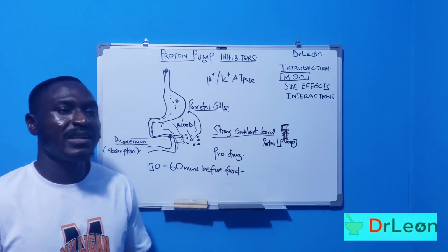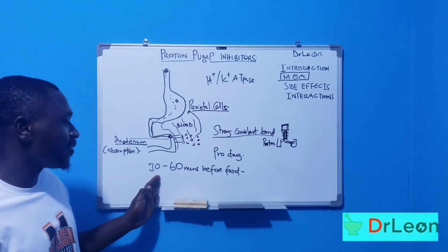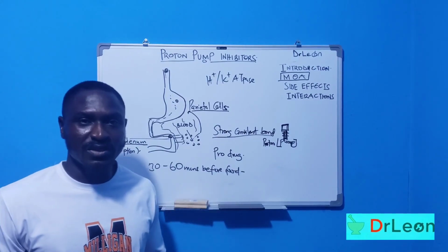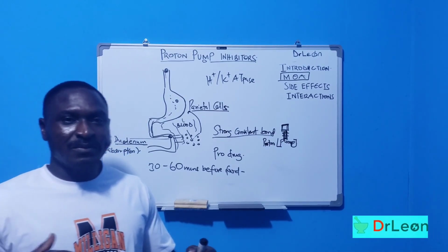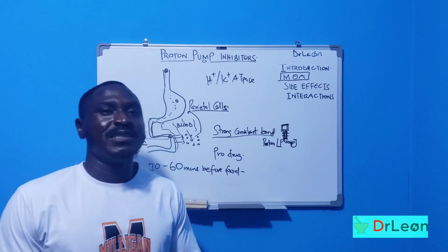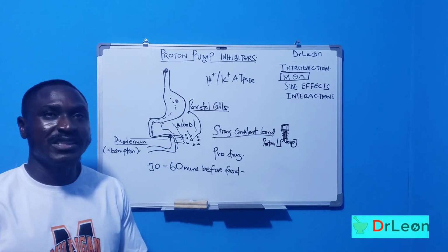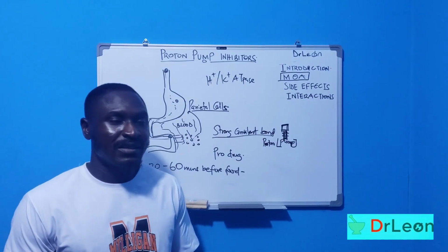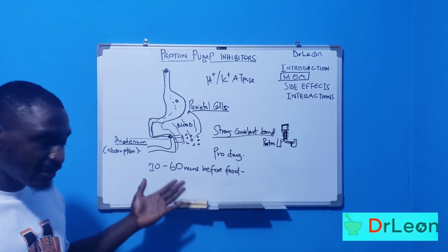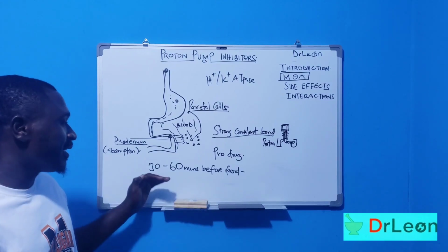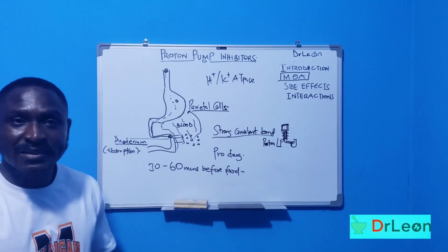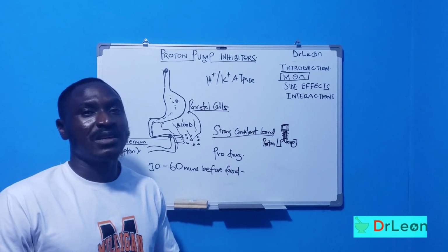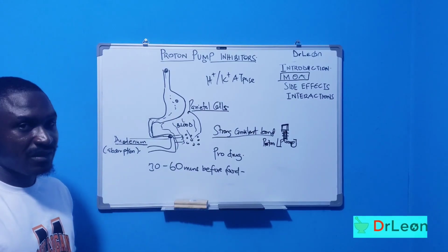So it means if you take the medication 30 minutes or 60 minutes before food, the medication will be able to go and bind to the actively secreting pumps, and then they will function effectively. So it is very prudent to counsel your patient to take the medication 30 to 60 minutes before food, and the reasons are for the drug to be activated and then for the drug to function effectively.